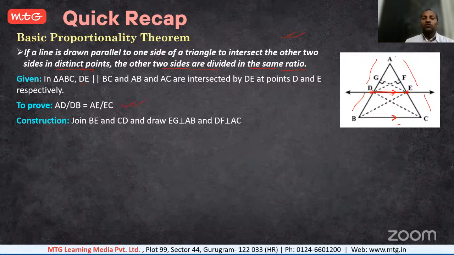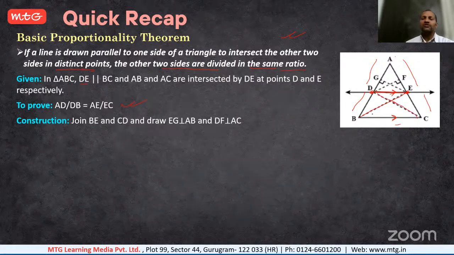Fine. So what we will do is join BE and DC, and draw EG perpendicular. Here what we have done, we have joined this BE. Fine. And we have joined DC.